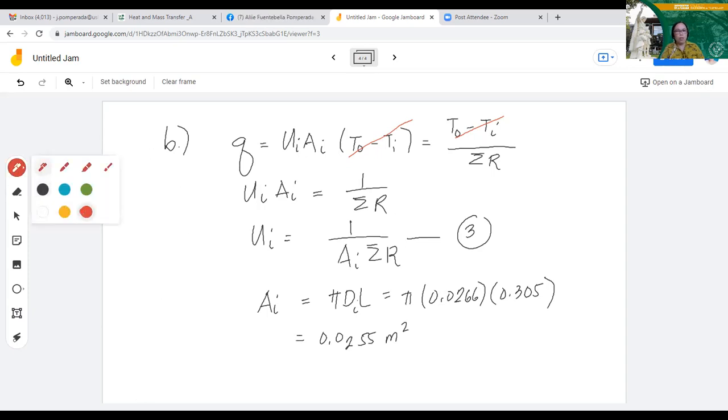Okay, so we know this one already. Now, the next thing that we are to determine is the summation of resistances. And when we speak of resistances, as I have mentioned a while ago, we have to account for one conductive resistance and two convective resistances. So we go to the next page in determining these particular resistances.